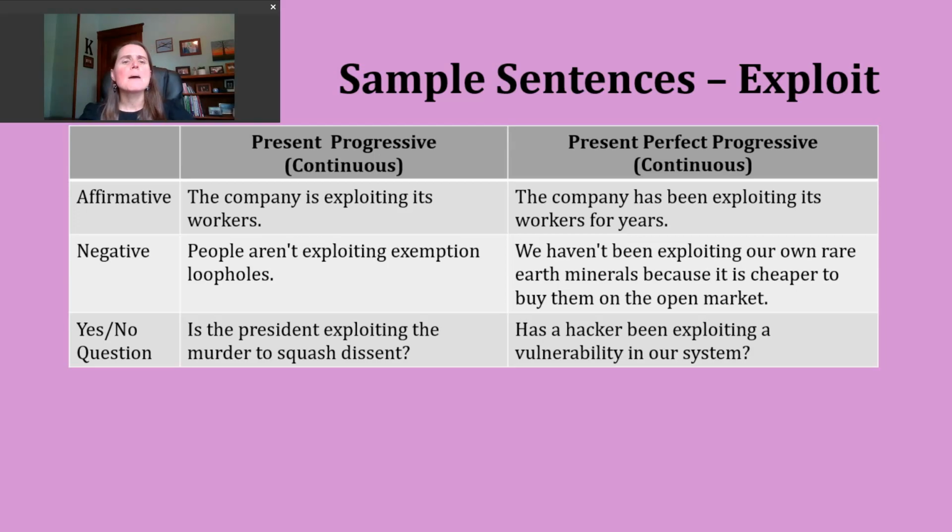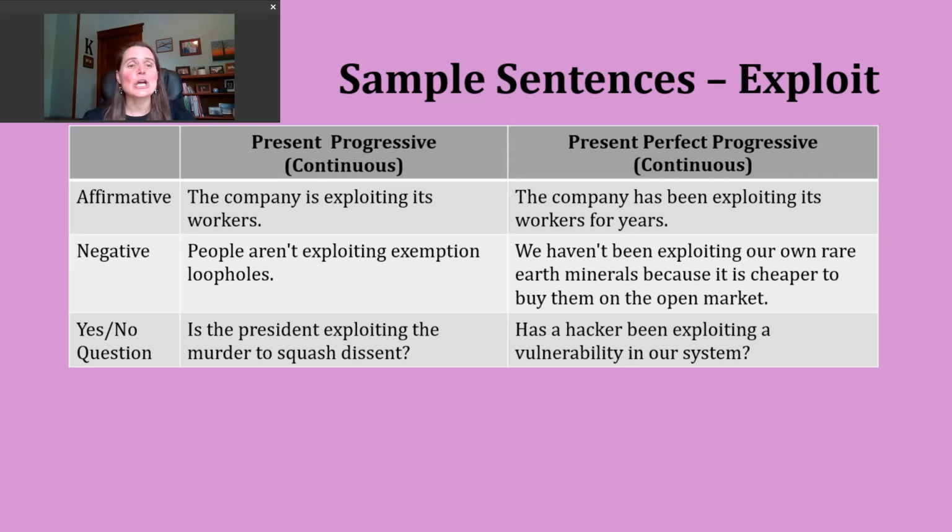Here's another example. People aren't exploiting exemption loopholes. I saw a sentence very similar to this, someone specifically talking about exemptions for certain vaccines or vaccinations, particularly as they relate to children in schools. And here, this particular official was suggesting that through their investigation and review of these exemption requests, no one was taking unfair advantage of them. That's what that sentence is suggesting.